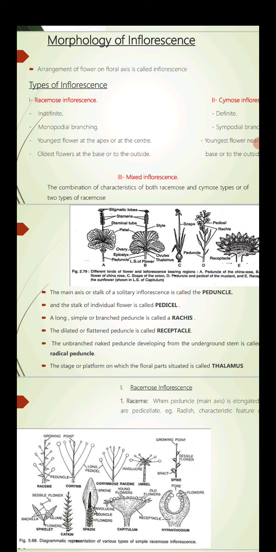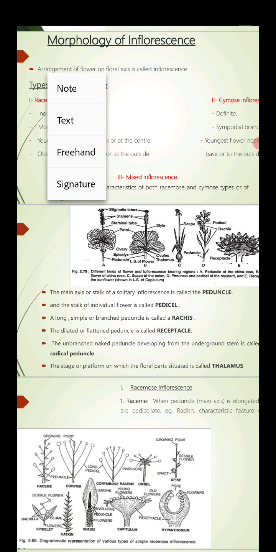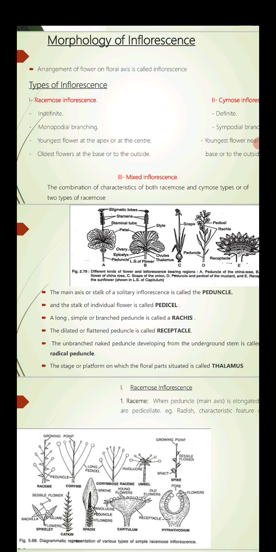The inflorescence is the arrangement and distribution of flowers on the floral axis. I am repeating again. What's the definition of inflorescence? The inflorescence is the arrangement and distribution of flowers on the floral axis. So here it's written also, the arrangement of the flower on the floral axis is called the inflorescence.